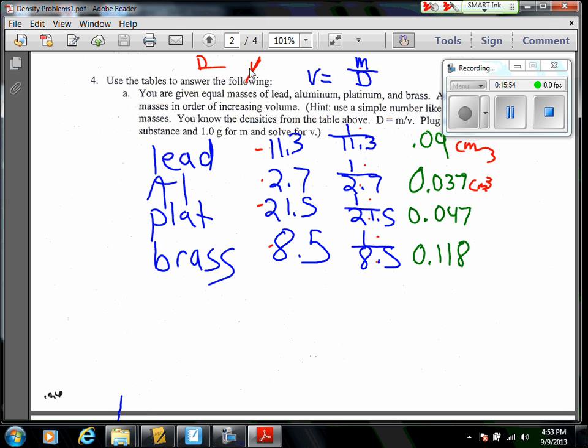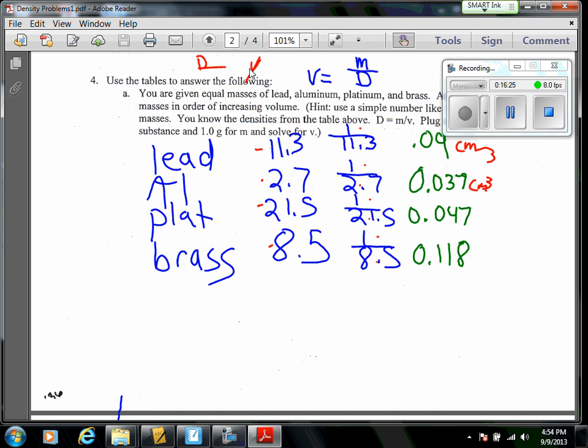Is that right? 1 divided by 21.5. That might not be right. 1 divided by 21.5. Yeah, that's right, 0.047. And then if we do the same for brass, we get 1 divided by 8.5, and you get 0.118.